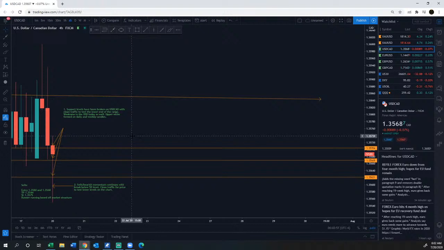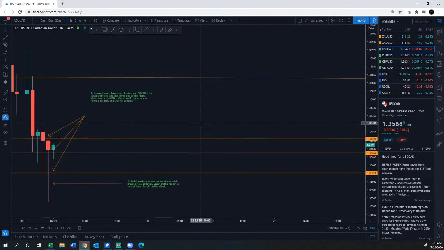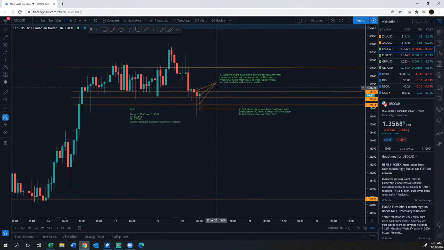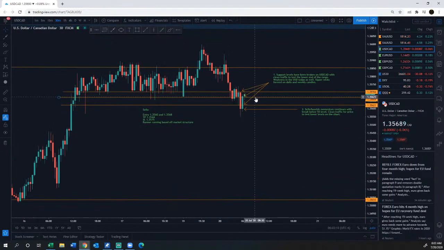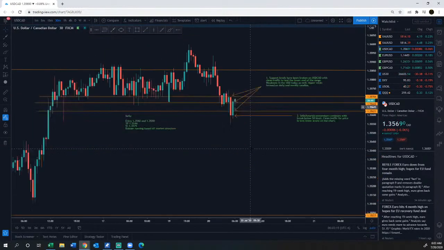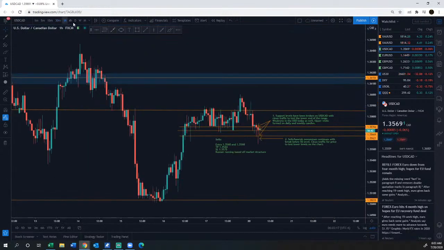The 4 hour is only invalid in my opinion if the 4 hour breaks above and it goes into bullish territory. And with that, honestly, I might take buys. If it actually did that, I would consider entering buys up there. So yeah, that's the trade for USD CAD. We'll see how it plays out.